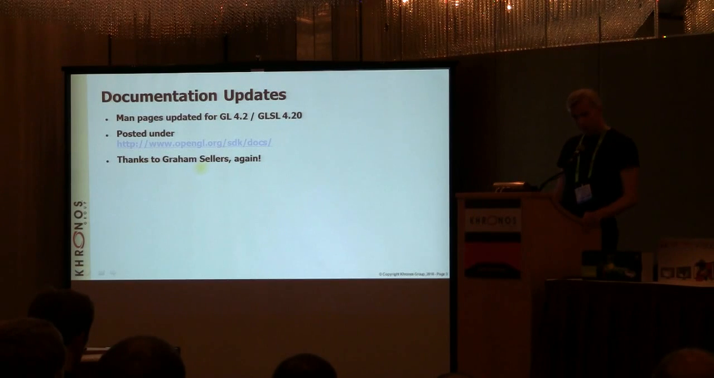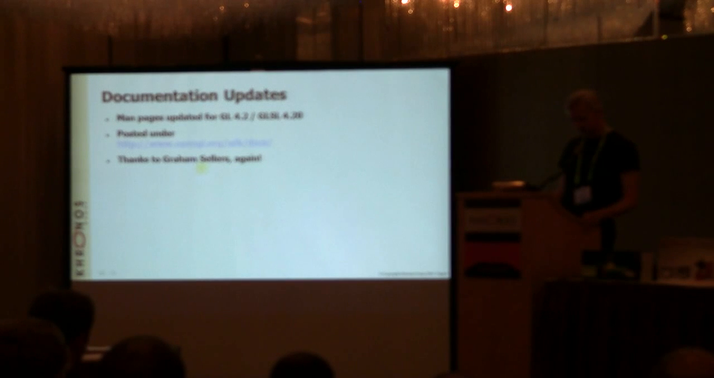So the man pages have been updated for the API 4.2 and GLSL 4.20 again. They're posted on the website today. The link is not very visible there, thanks to some interaction between MS Office and OpenOffice, I think, but it's in the usual location, opengl.org/SDK. And once again, Graham Sellers did this work for us. Graham, if you're here, please stand up and take a bow.